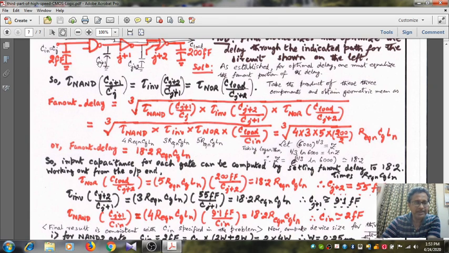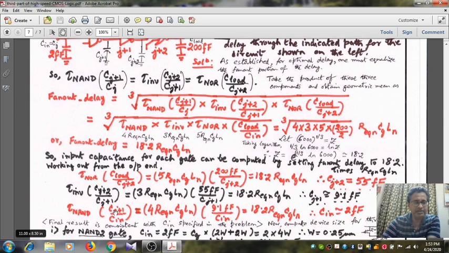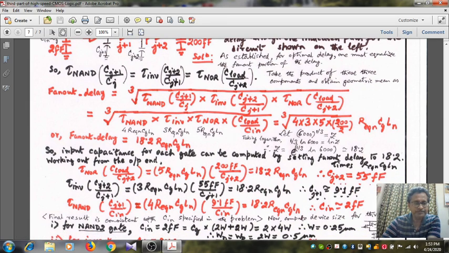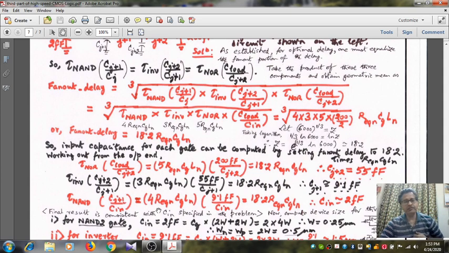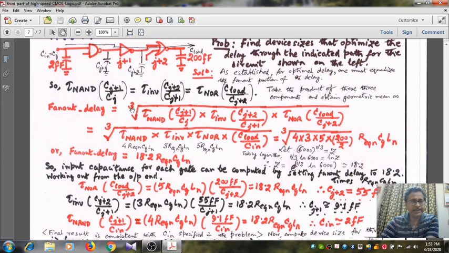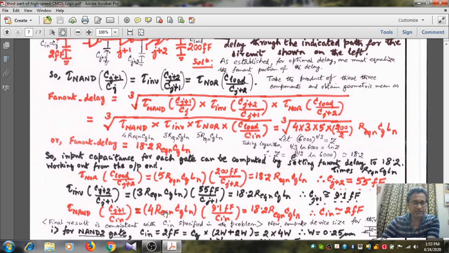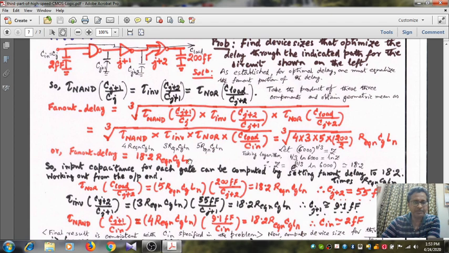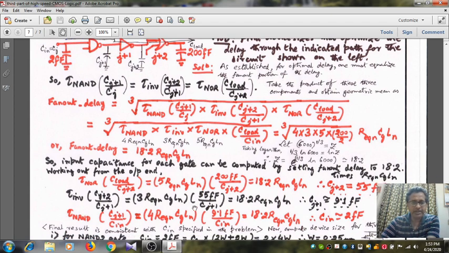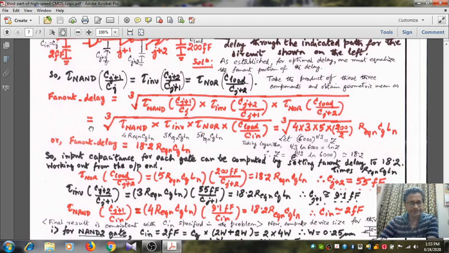Finally the NAND gate, so I get backward from the inverter. I will now go to the NAND gate. So tau NAND into Cj plus 1 upon Cj, so I see Cin equal to 4 times, because for the NAND gate the time constant is 4 times Req, Cg and ln, multiplied by 9.1 by Cin, which is equal to our fan out factor at this stage. So finally Cin you get to be 2 femtofarad. That is a way of verifying that it is consistent with the Cin specified in the problem.